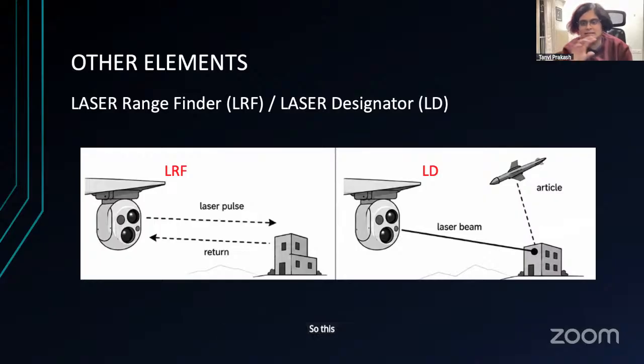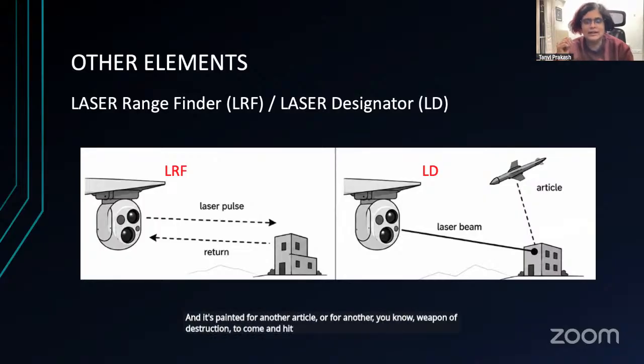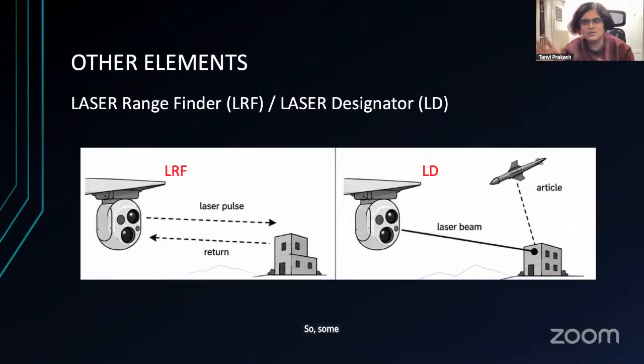So this laser beam has a kind of key on it, an encrypted key, and that keyed laser is projected onto a target and it's painted for another article or another weapon of destruction to come and hit this target. So some payloads also require this kind of use. So an electro-optic, infrared, LRF, laser designator. What else could be there?